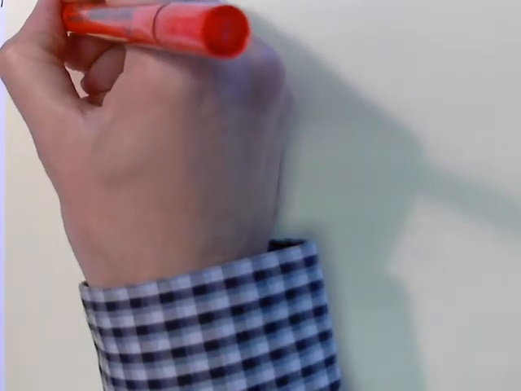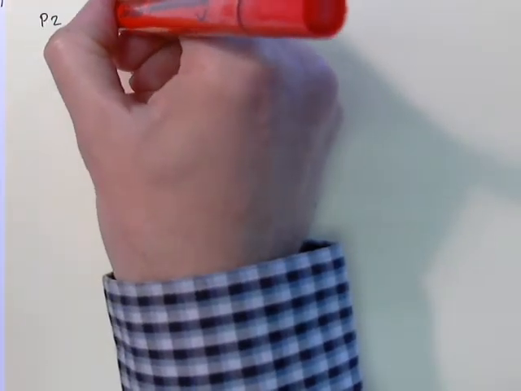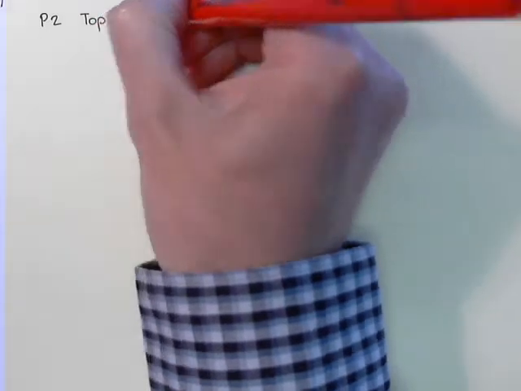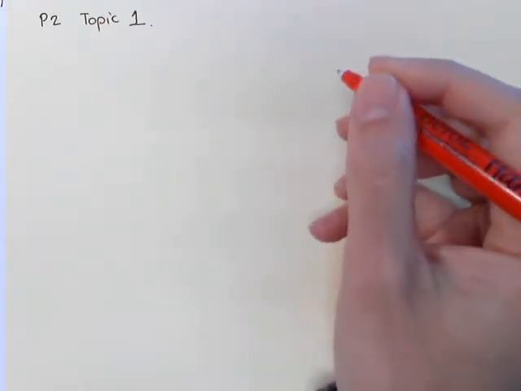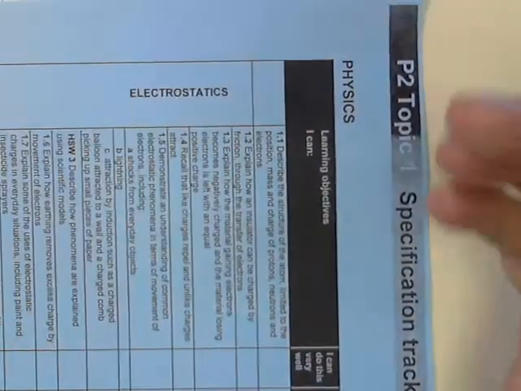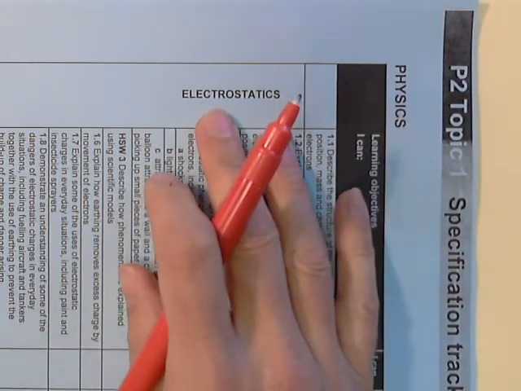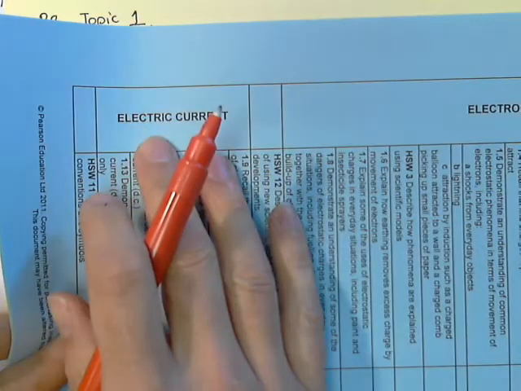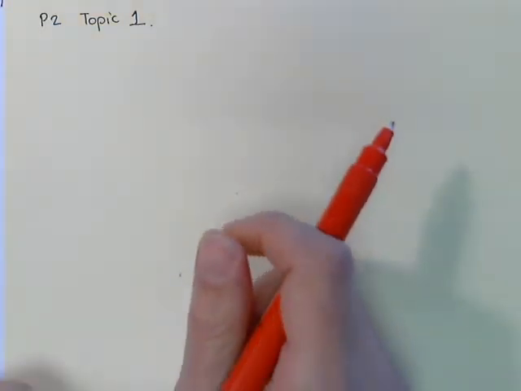Right, here is some last minute revision, and it is last minute because this is the day before the P2 exam, and I'm doing this with no preparation, so I'm not setting a very good example. But P2, topic 1, we've got a few sections to look at: electrostatics and electric current. So I'll start at the start.